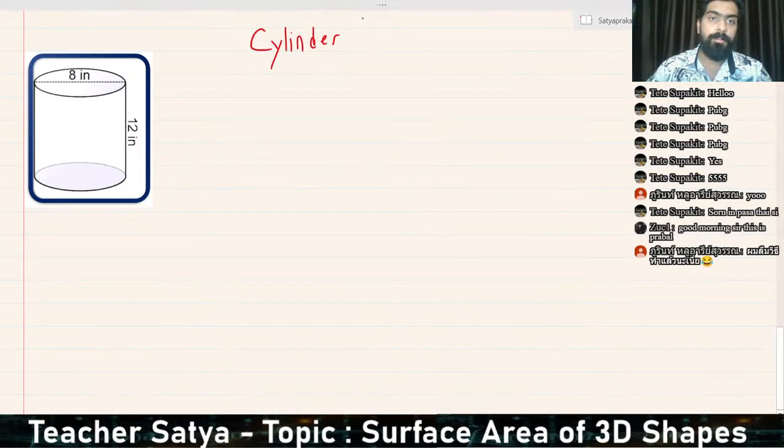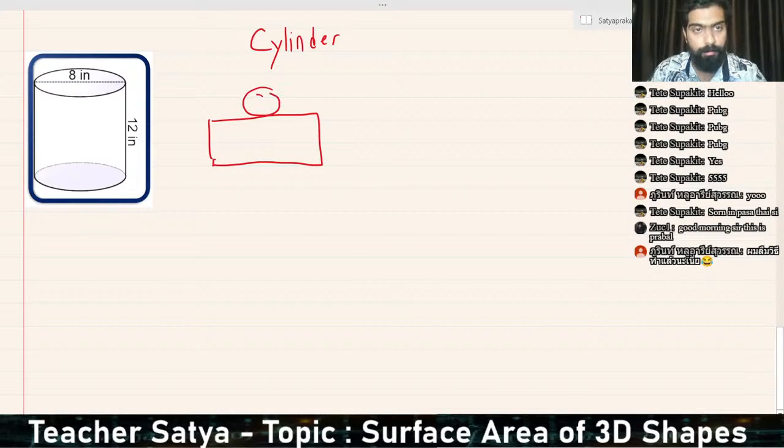Alright, now in order to find the area of cylinder, so we have two circles, right? So we have two circles, which is the top and the bottom. So it would look something like this, right guys? It looks something like this. So we have to find the area of two circles plus the curved surface area, right? So the formula we have is 2 pi r square plus 2 pi r h.